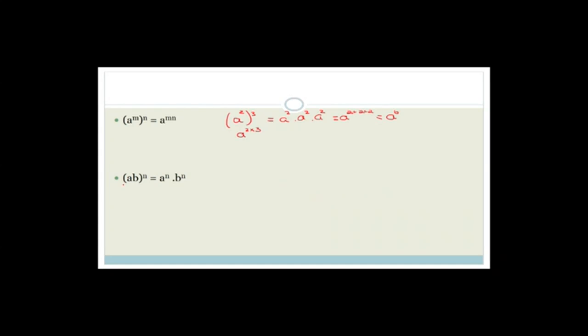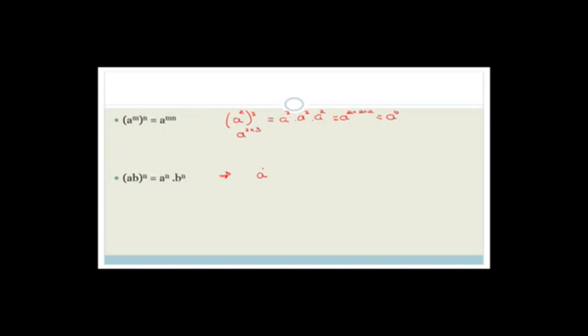Similarly, if you have (ab)^n, then that is exactly the same as a^n times b^n. And we're doing exactly the same thing there. Let me give you an example. It's much easier if I give you an example.